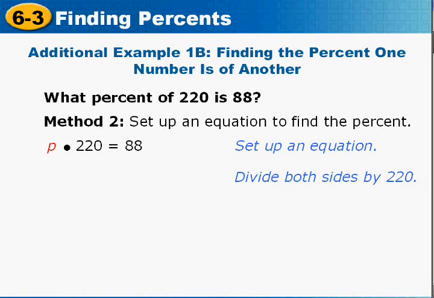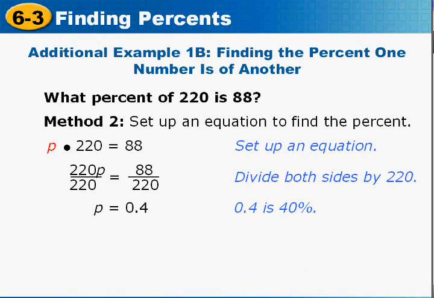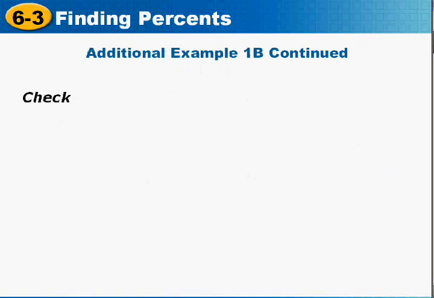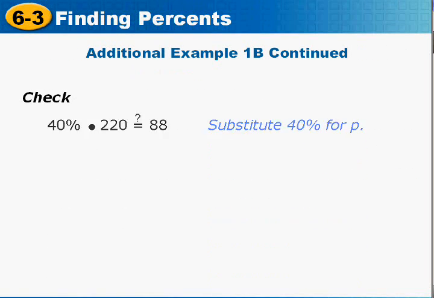Divide both sides by 220 because that's our inverse operation to get P by itself. P equals 0.4. And move the decimal 2 places to the right, and it's 40%. 88 is 40% of 220. So you can use either method. You can jump straight into the equation with your keywords, or you can set up your proportion.